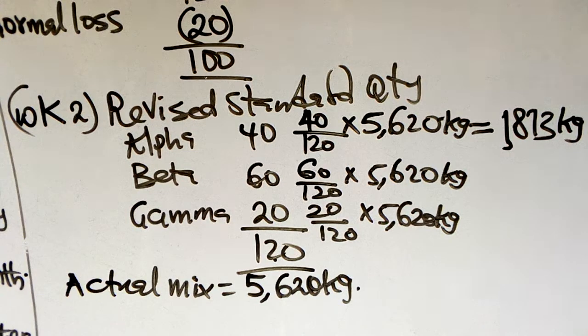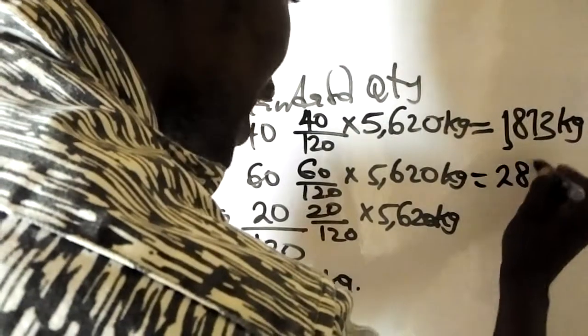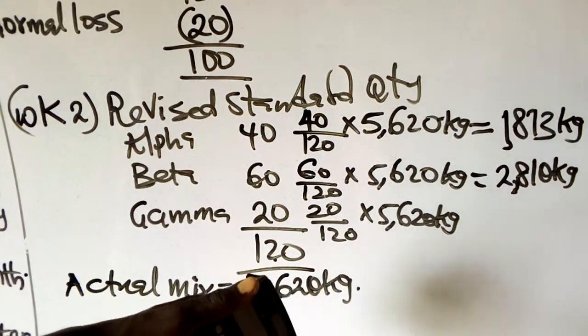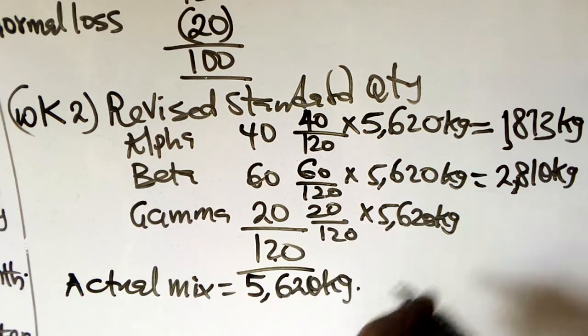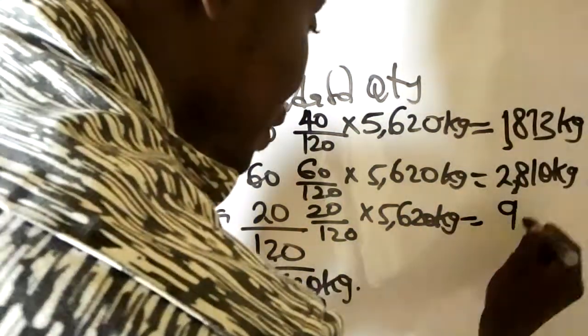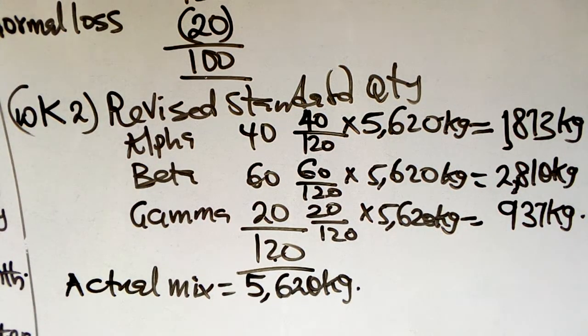For beta, 60 over 120 times 5,620 gives us 2,810 kg. For gamma, 20 over 120 times 5,620 gives us 937 kgs. We have determined our revised standard quantity.